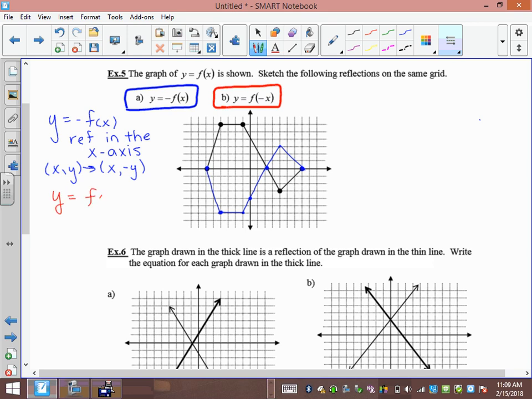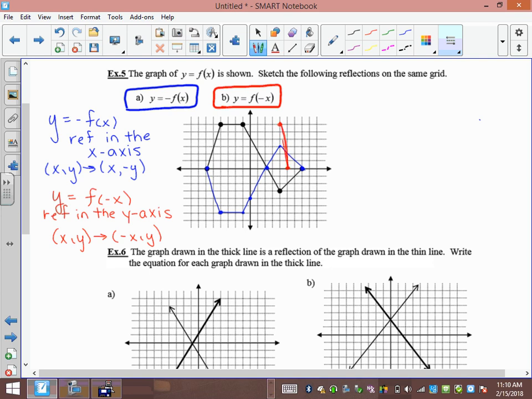y equals f of negative x is a reflection in the what? So it affects the x. So (x, y) becomes (negative x, y). So all the x's are being negated and the y's are staying the same. So this one is at negative 6 and 0. So it's going to be at 6 and 0. This one is at negative 4 and 6. So it's going to be at positive 4 and 6. Then I connect them.